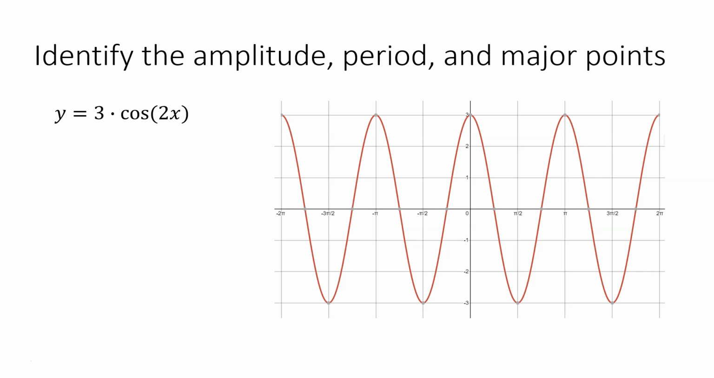So now I want you to try it. Identify the amplitude, the period, and the major points for the equation y equals 3 times the cosine of 2x. You can use the graph here on the screen to help you answer the question.